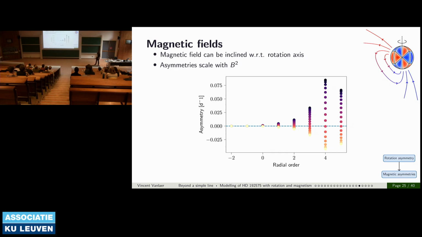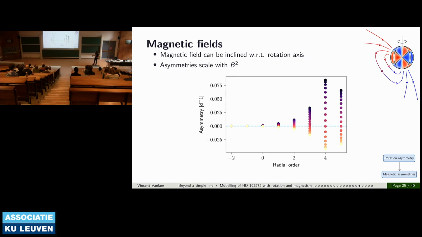Right. With that, we can then compute the asymmetries due to a magnetic field. There are two parameters that we have. First of all, the inclination with regards to the rotation axis. You can see it here in the image as well. Your magnetic field axis does not need to be aligned with your rotation axis. Secondly, the asymmetries will scale with the square of the magnetic field strength. So that's our second parameter.